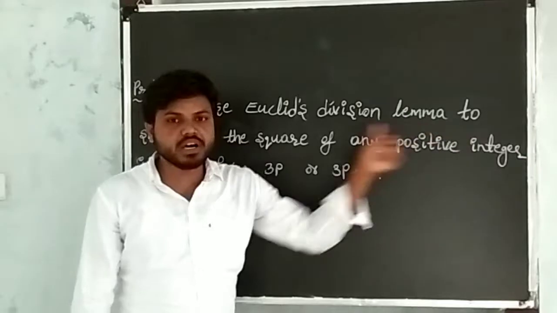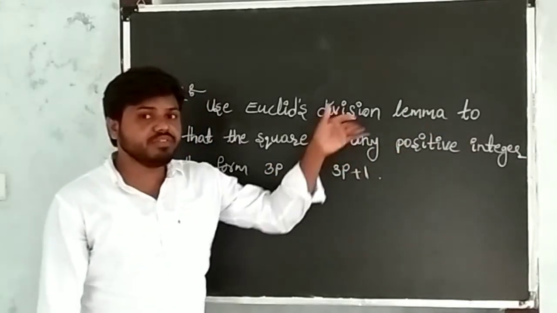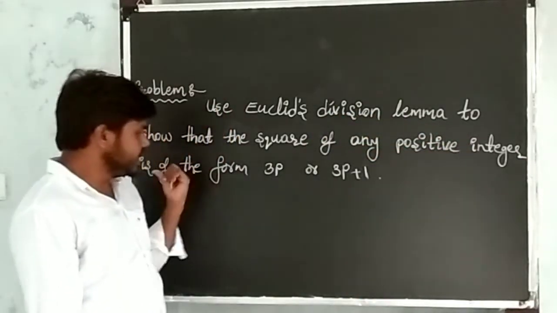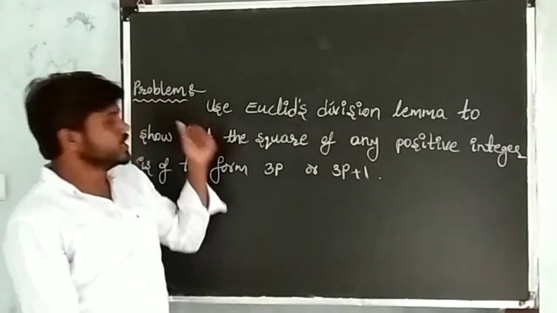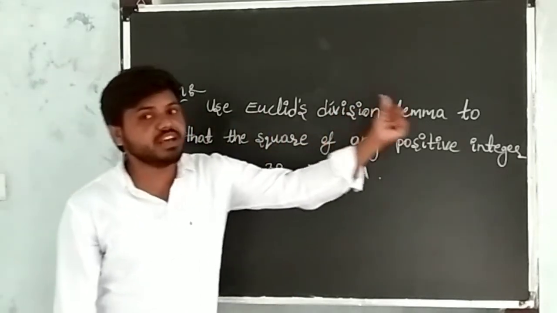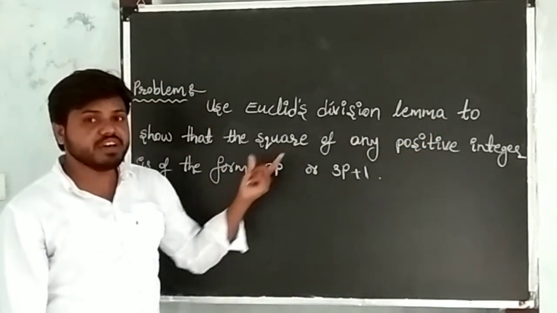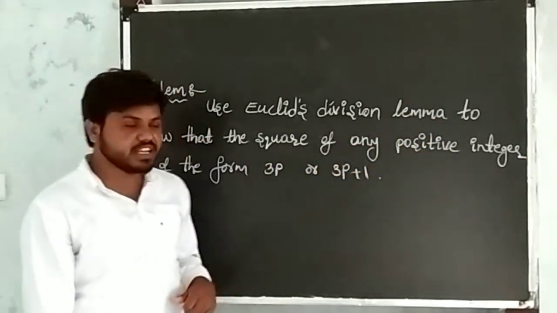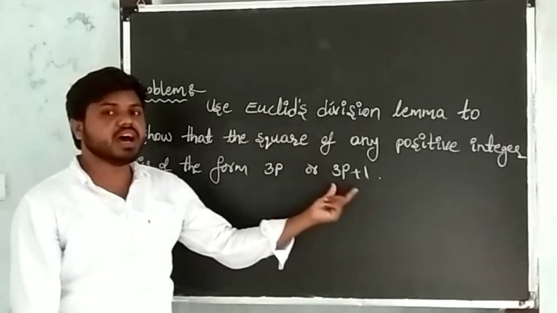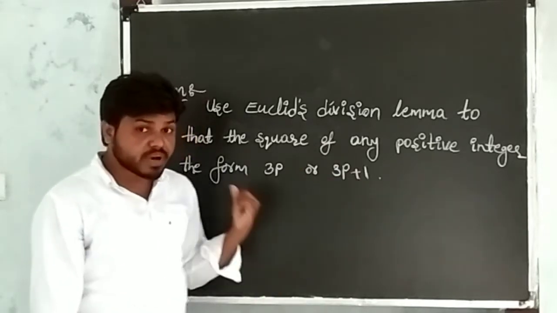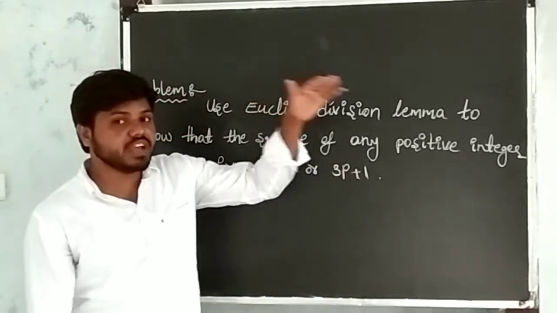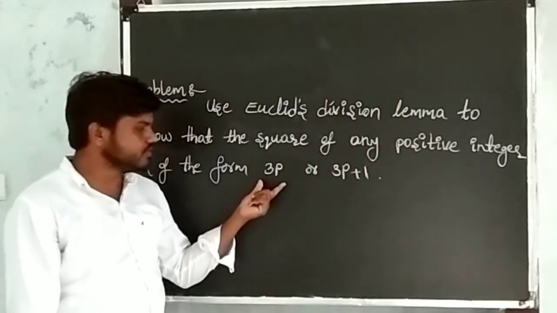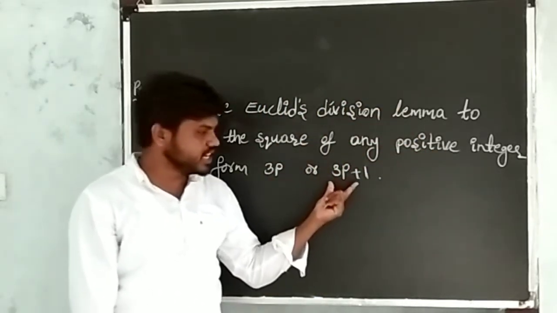Use Euclid's division lemma to show that the square of any positive integer is of the form 3p or 3p plus 1. By using Euclid's division lemma, we have to show the square of any positive integer is of the form 3p or 3p plus 1.